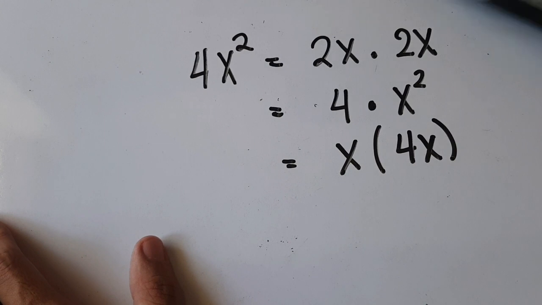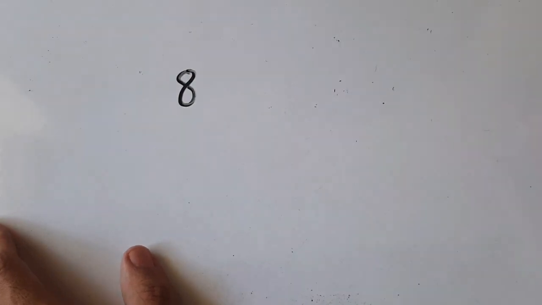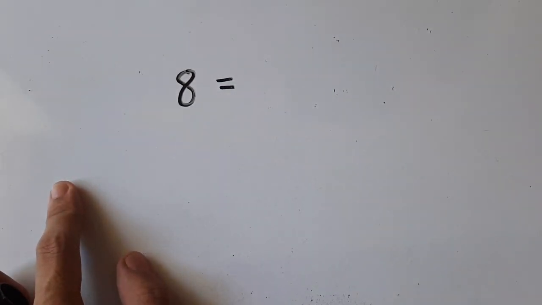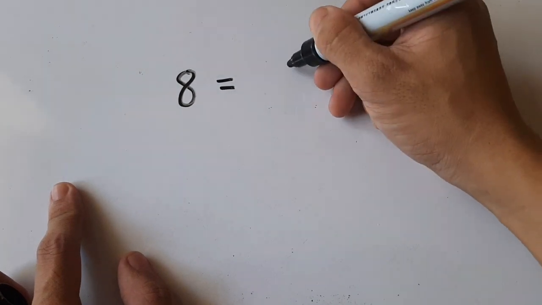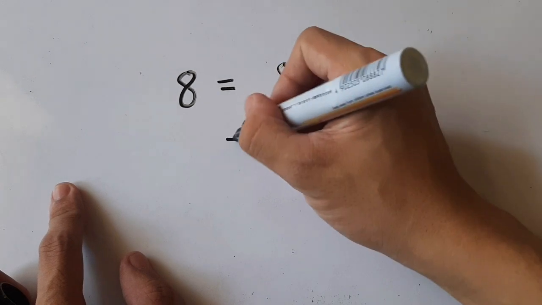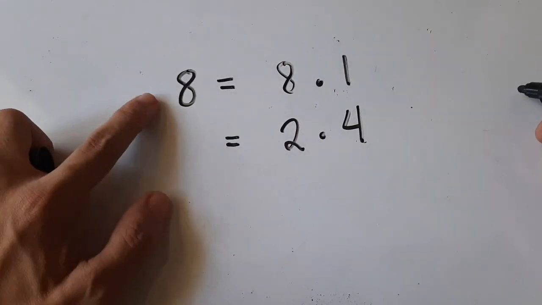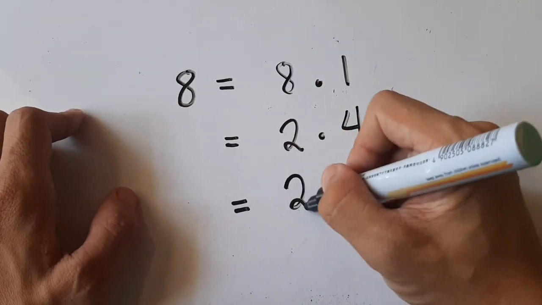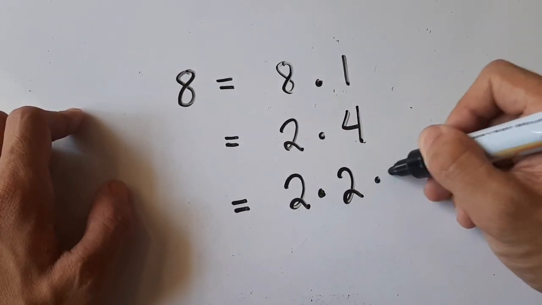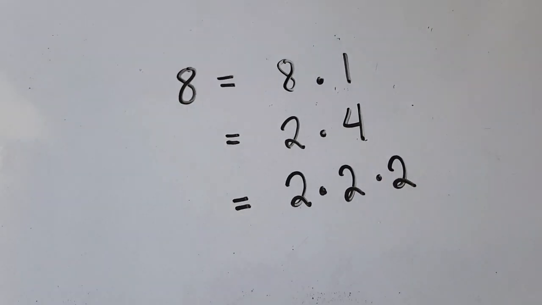Next, we have here the factors of positive 8. So let us list down the factors of positive 8. We have 8 multiplied by 1, the answer is positive 8. We also have 2 multiplied by 4, the answer is positive 8. We also have 2 times 2 times 2, the answer is positive 8. So these are the factors of positive 8.